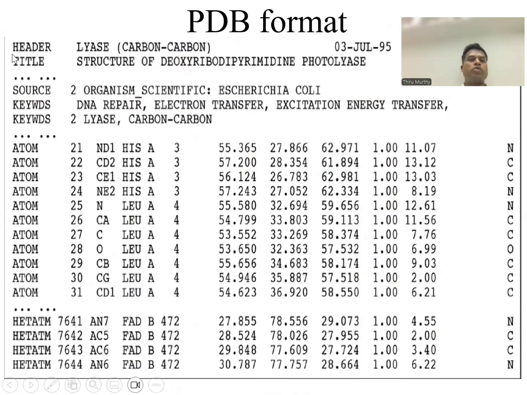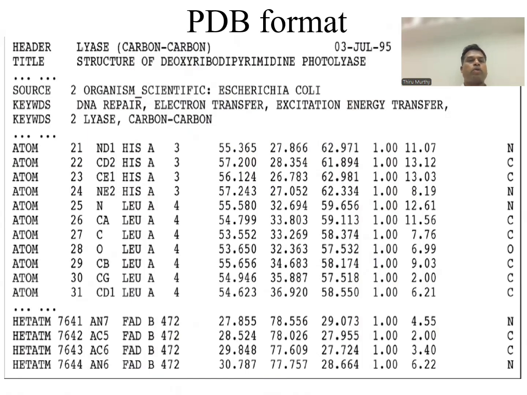So what is the use of the header? The header provides an overview of the protein and the quality of the structure. It contains information about the name of the protein, the source organism, bibliographic reference, method of structure determination, resolution, and crystallography parameters. We can get the protein sequence, and if any small molecule information is present, we can get it from the header.